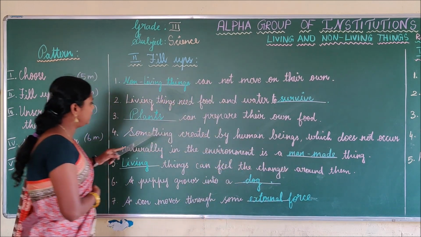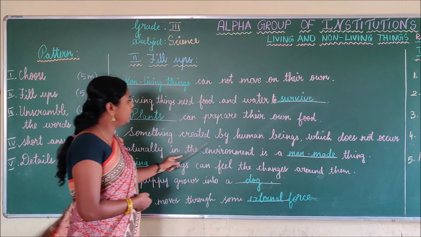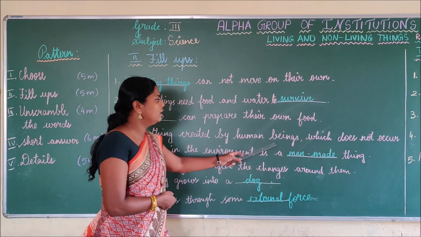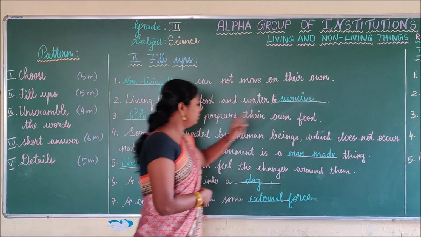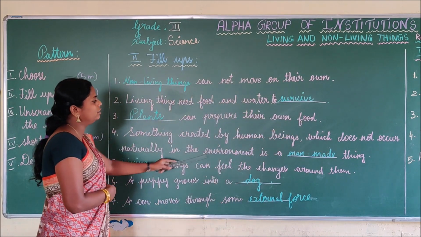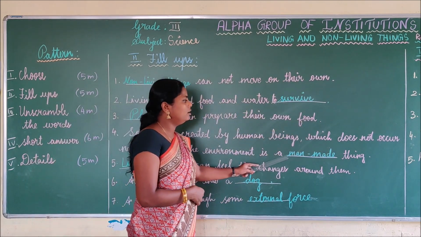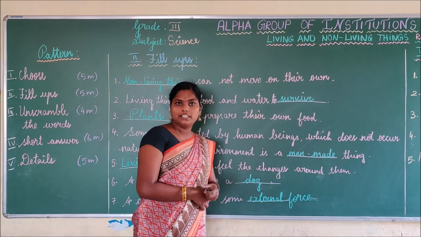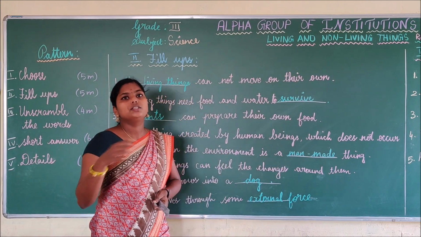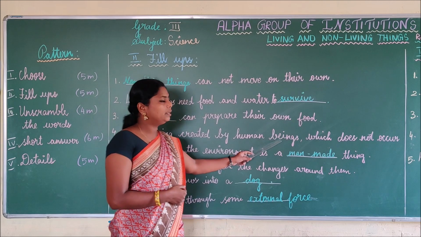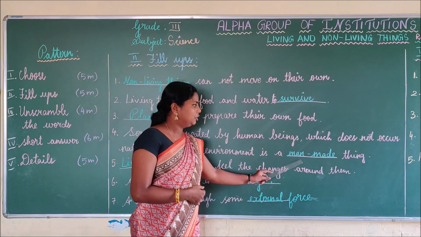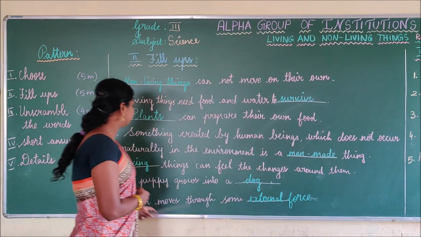Shall we recap it once again? Something created by human beings which does not occur naturally in the environment is a man-made thing. Is it clear, students? It is not natural, so it is made by human beings. What are they? They are called man-made things.